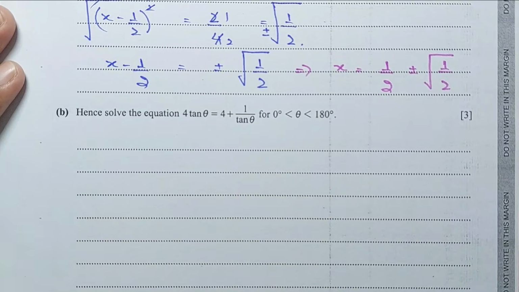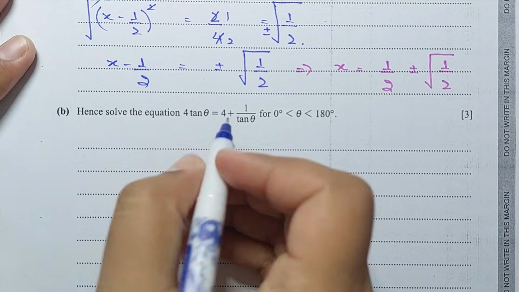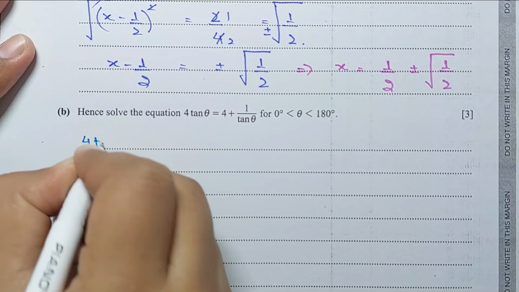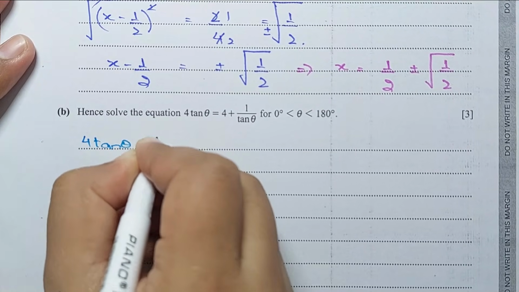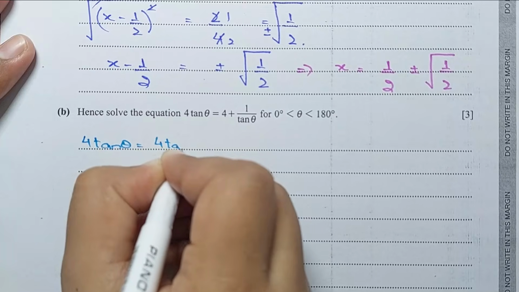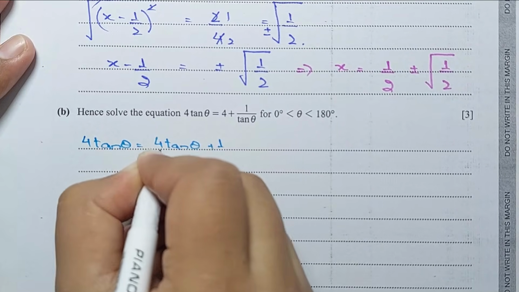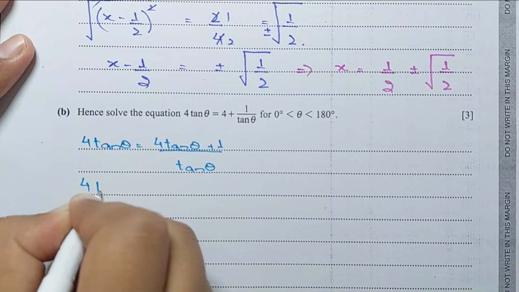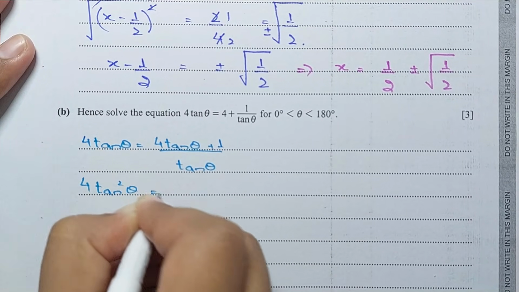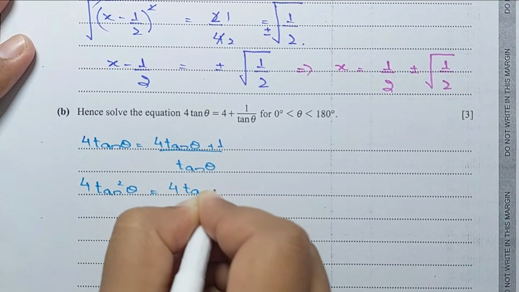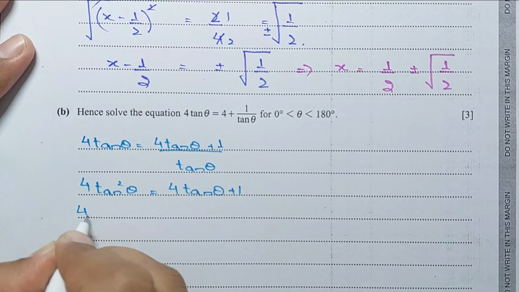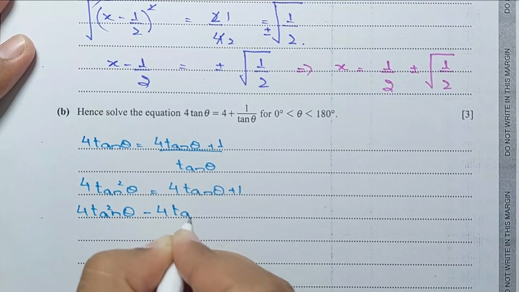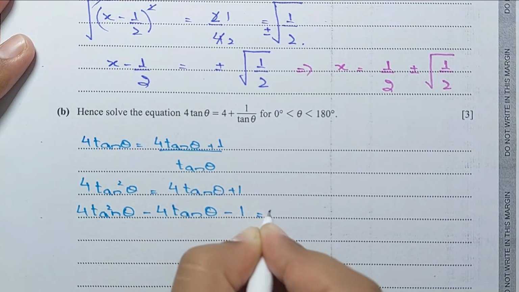Okay, for 0 to 180 degrees. First, let me simplify, rearrange this, right? 4 tan theta is as it is. On the other side, we have 4, cross multiplied with tan theta, plus 1 whole divided by tan theta. Now cross multiplied, tan with tan is tan squared theta. This is equal to 4 tan theta plus 1. Now 4 tan squared theta minus 4 tan theta minus 1 equals 0.